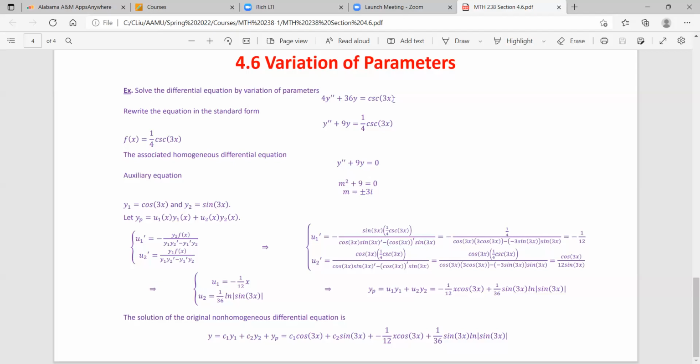We're going to rewrite the equation first a little bit to make the coefficient of y'' be 1. So the original equation was 4y'' + 36y = csc 3x. So we're going to divide by 4 on both sides, and get y'' + 9y = (1/4) csc 3x. Okay.